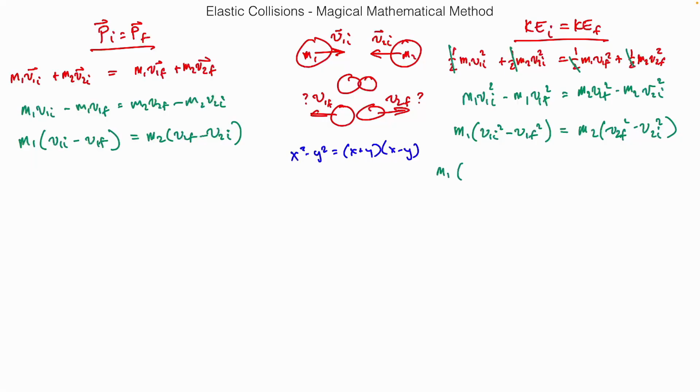M1. So what does this become? V1 initial minus V1 final times V1 initial plus V1 final, right? And then this one, same thing happens. V2 final minus V2 initial times V2 final plus V2 initial. And you're like, Mr. Balogh, where'd that get you? It just got worse. Well, it didn't. Because now I'm going to do something amazing.